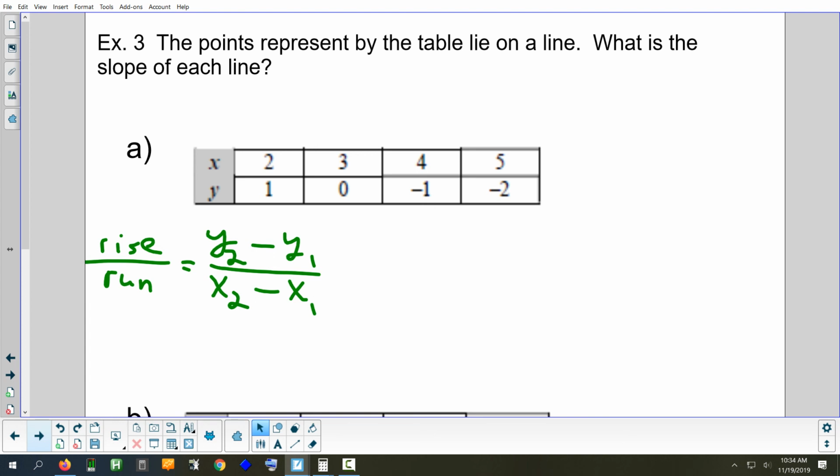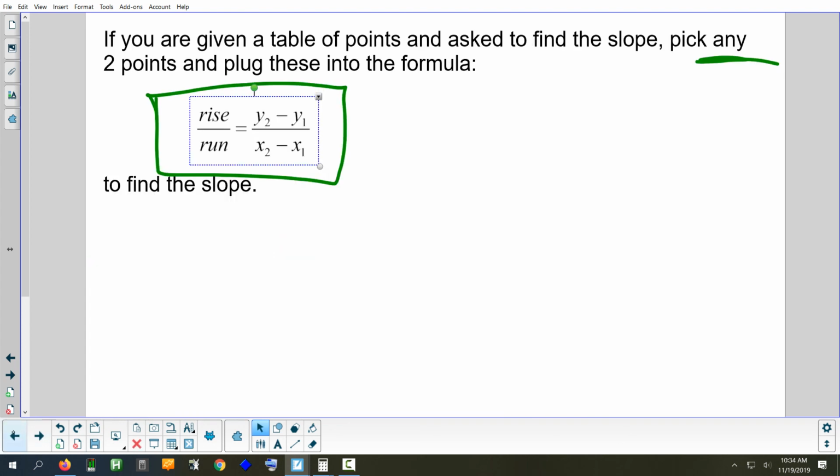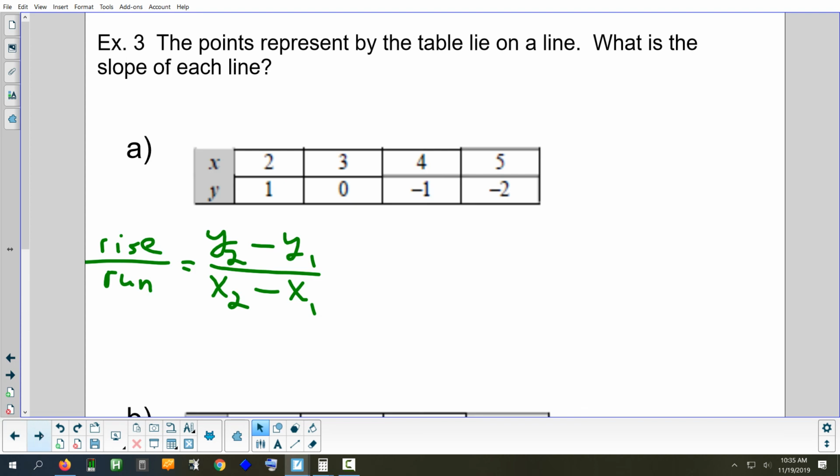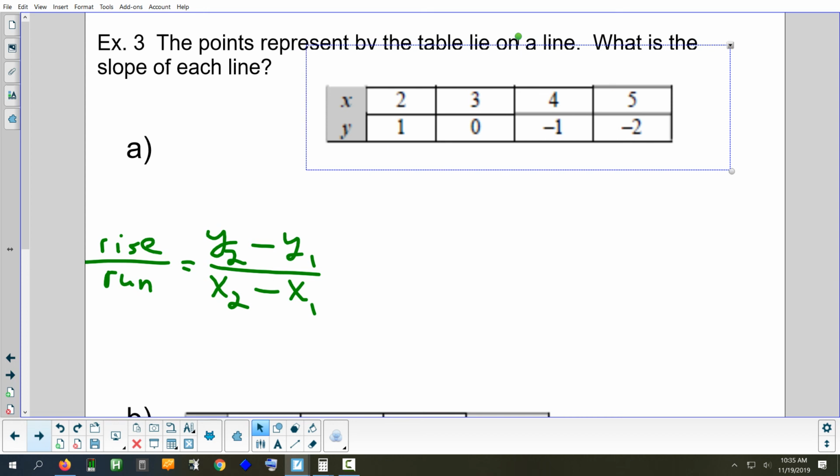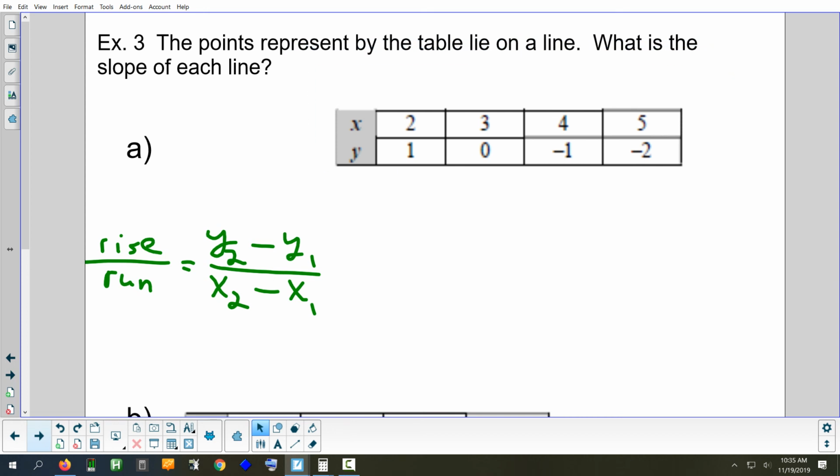I got to plug in 4. So pick any 2 points. 2 comma 1, that's a point. That's an X, that's a Y. 3 comma 0, that's an X, that's a Y. You can pick any 2 that you want. Somebody give me one coordinate that they want to use in that table. Doesn't matter which one you pick. As long as you do the math right, it's all going to come out the same.